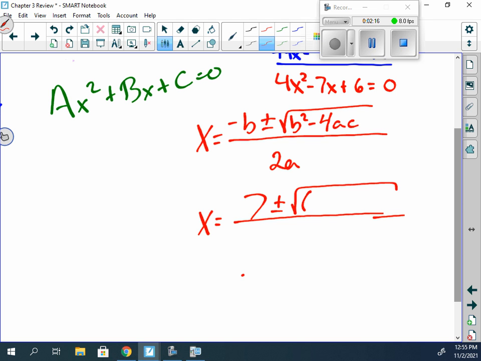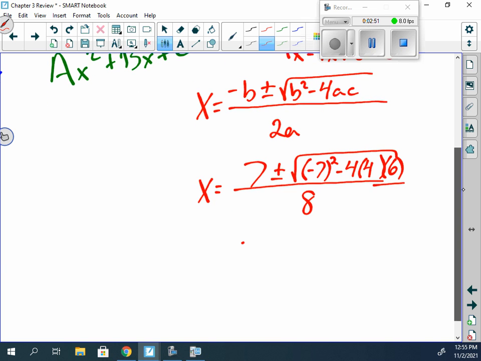Now inside the square root, we would have parentheses, negative 7 squared minus 4 times a. Well, a is 4 and c is 6. And this is all over 2 times a. Well, a is 4, and 2 times 4 would give us 8. So the only real things that we simplified when plugging it in is the negative b and the 2a, because 2 times 4 is 8, and negative 7 is just positive 7.